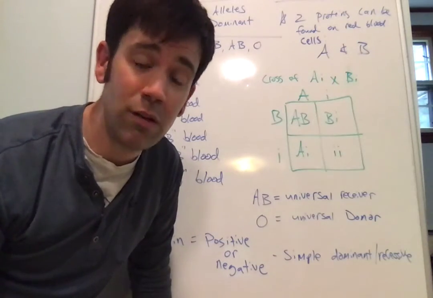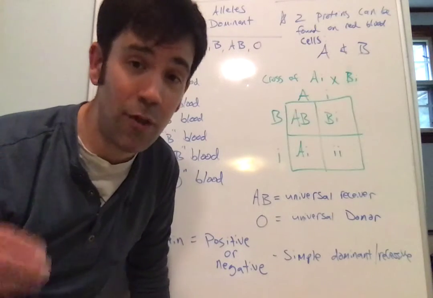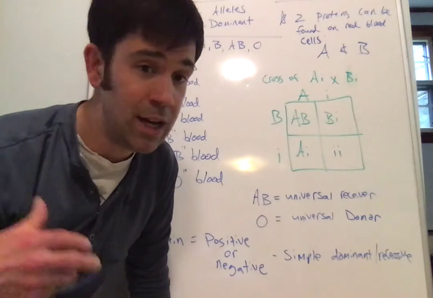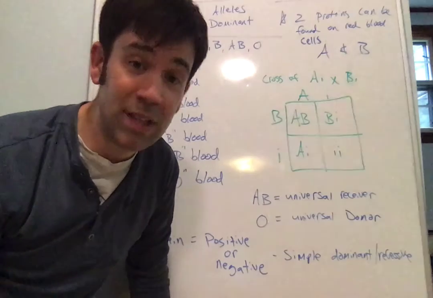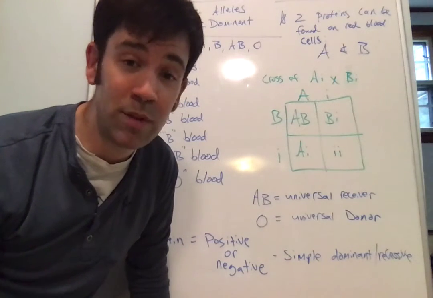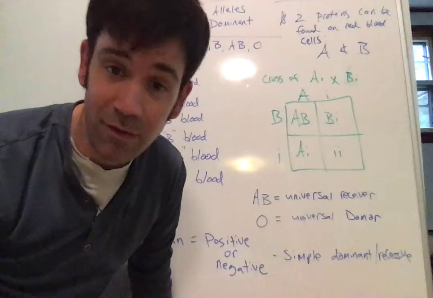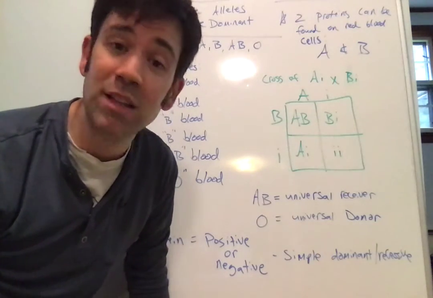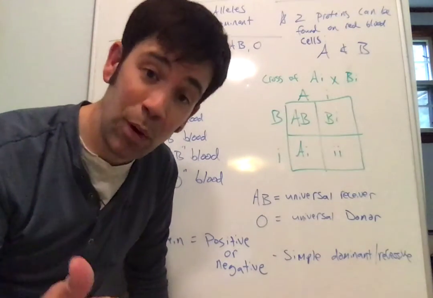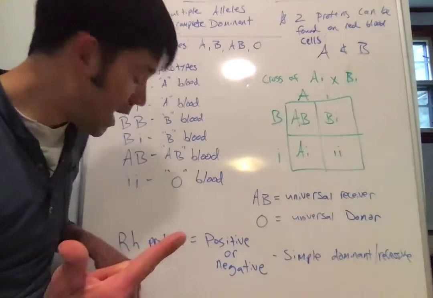If you have the gene, your blood is considered positive. It's another protein found on your red blood cells. If you don't have the gene, it's recessive. That means you have two copies of the recessive. That means you are negative. So if I was A positive blood, I would have A proteins and the Rh proteins.